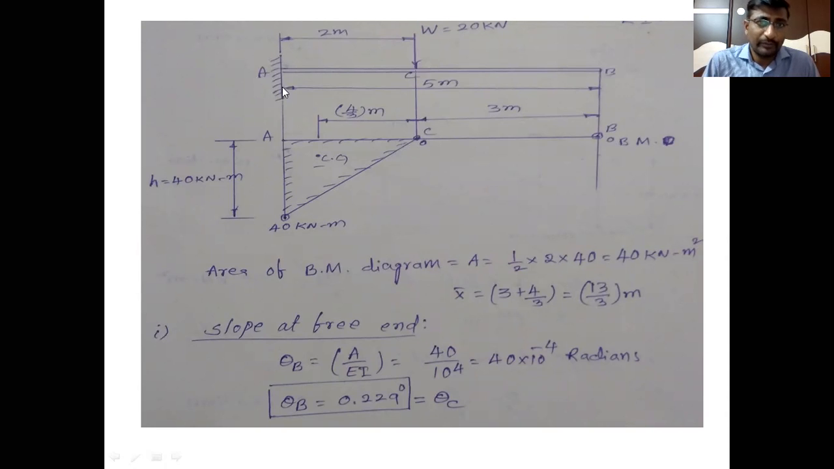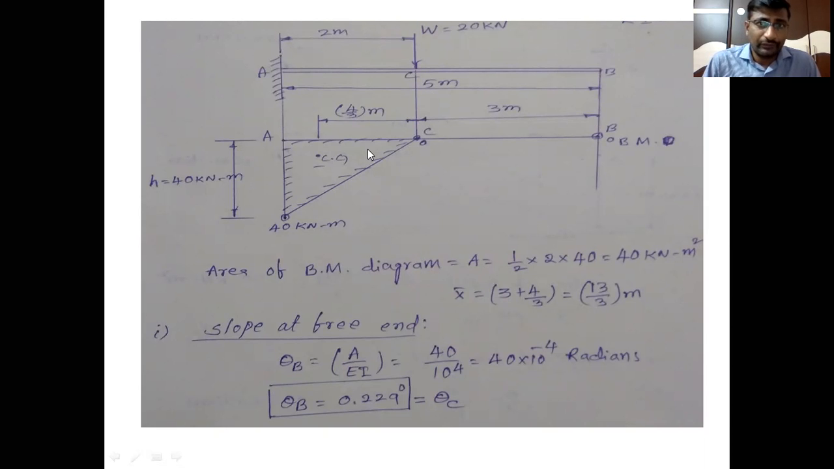So what is the bending moment at point A? Bending moment at point A is the moment of all the forces acting on the right side of the section, that is point A. So what are the forces on the right side? 20 kilonewtons is there, isn't it? This 20 into distance 2 meters.